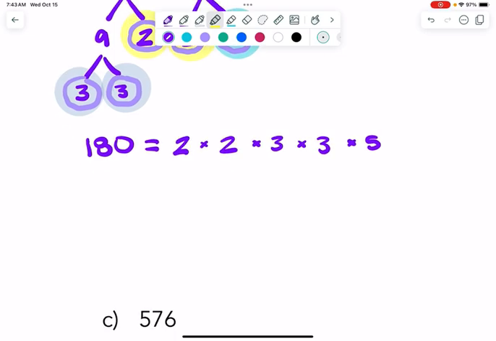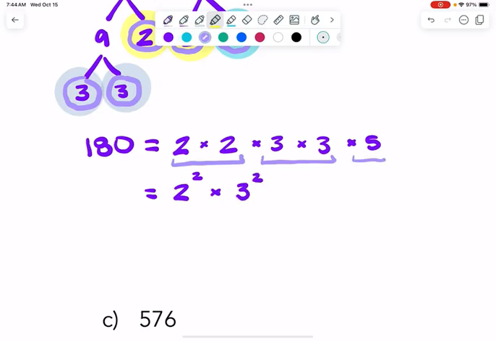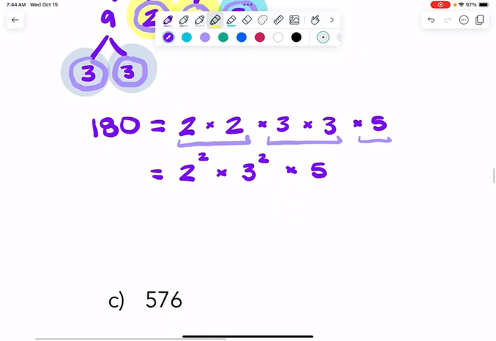However, I can't write it as a single power because I don't have the same number only repeating in the multiplication. But I do have 2 2s, and I can write 2 times 2 as 2 to the power of 2. And I do have 2 3s, and I can write 3 times 3 as 3 to the power of 2. We only have 1 5. And so that's just times 5. I don't write the secret exponent of 1 on the 5. I know it's there, but it doesn't actually provide me anything useful. So I'm just going to leave it as this.